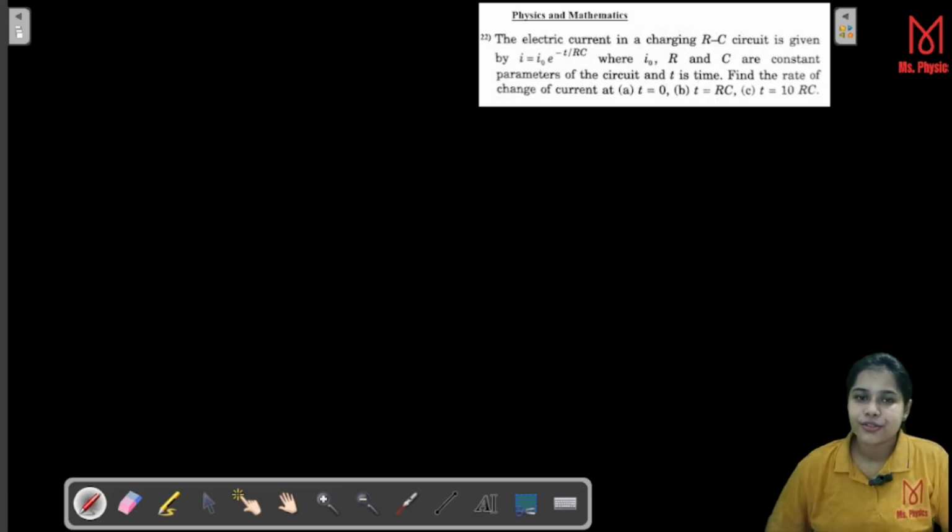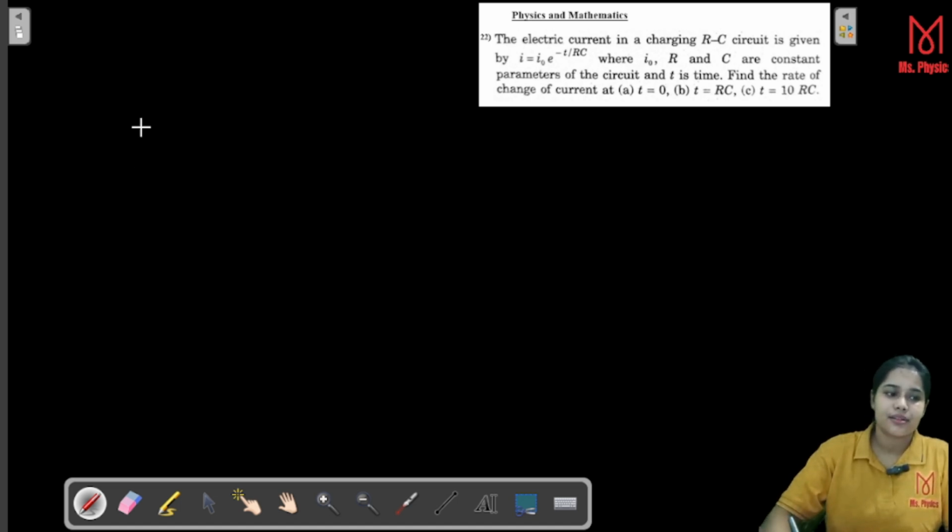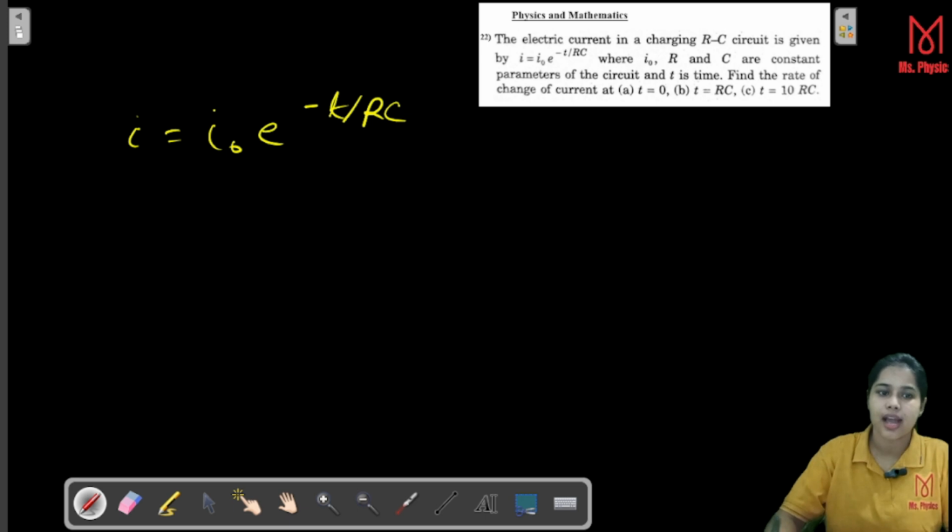So students, here is your 22nd numerical. The electric current in a charging RC circuit is given by I = I₀ e^(−t/RC). RC means resistor-capacitor circuit, where I₀, R and C are constant parameters and t is time. Find the rate of change of current. Rate of change of current means di/dt, so you have to take the first derivative of this expression with respect to time.